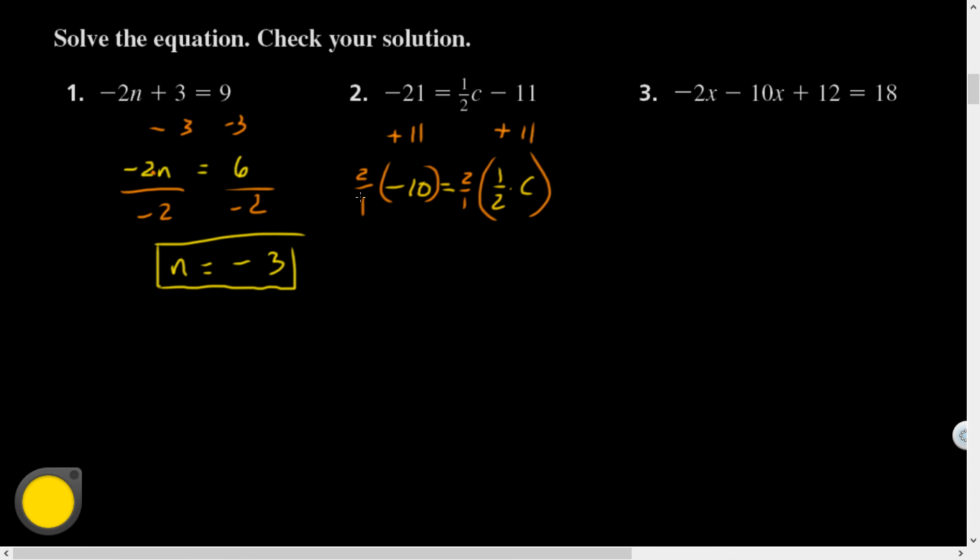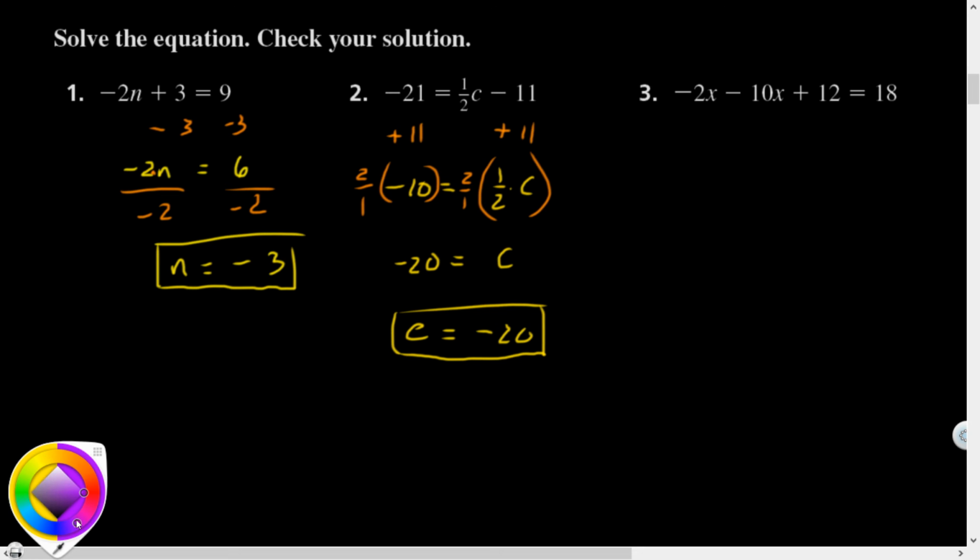2 over 1, that's just 2. 2 times -10 is -20. And these 2s cancel out, those 1s, quote unquote, cancel out. I get C by itself. Notice my equal signs kind of staying in a column. And I get -20 equals C, but let's just flip that around. C equals -20 sounds much better. We don't have to have our solutions in Yoda speak. Way better. Okay, so the way we did this is SAD MAP.